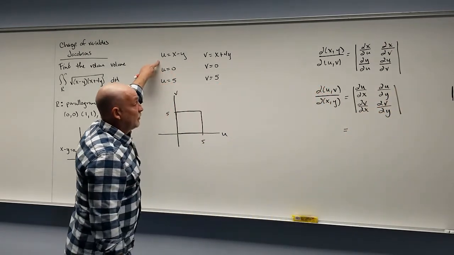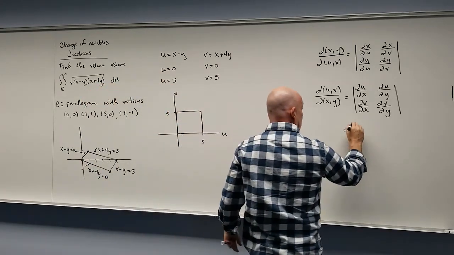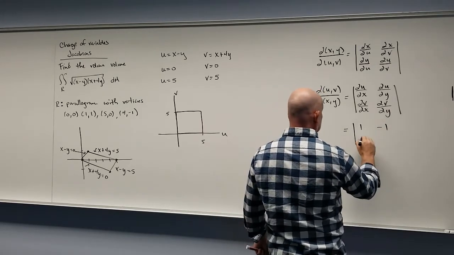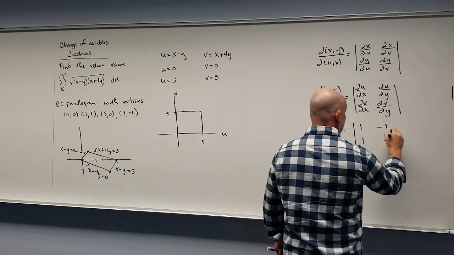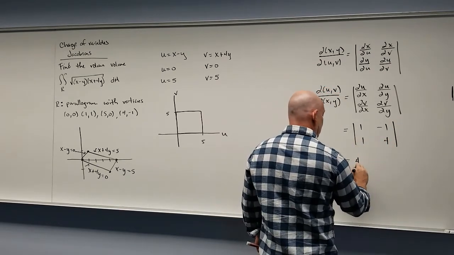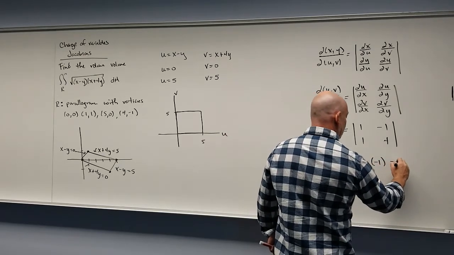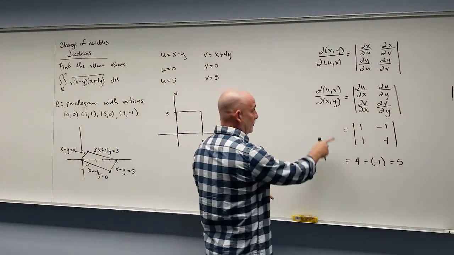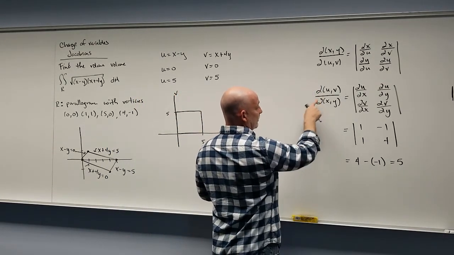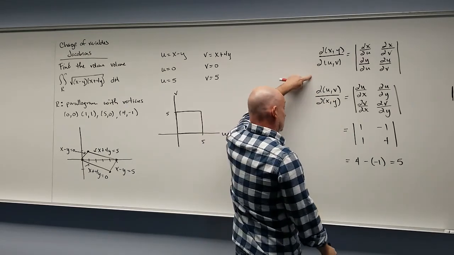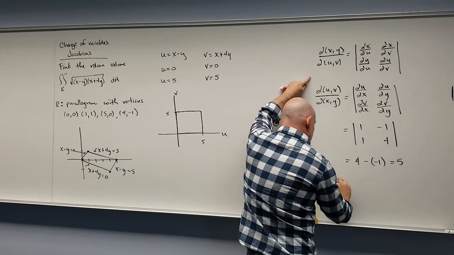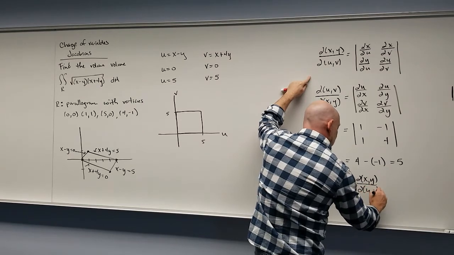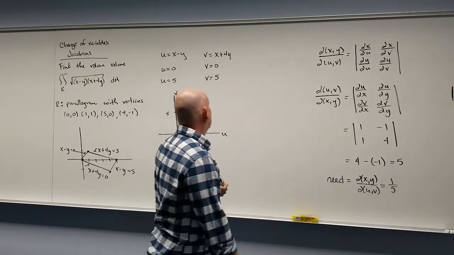Okay, so looking at our equations here, partial of u with respect to x would be 1. Partial of u with respect to y is -1. Partial of v with respect to x is 1. Partial of v with respect to y is 4. Doing the determinant, multiply down the main diagonal minus multiply down the other diagonal, so we get 5. However, that's not what we want to use here, because remember, this is the derivative of u and v with respect to x and y, and we need the derivative of x and y with respect to u and v. So the partial of x and y with respect to u and v will be the reciprocal of that.